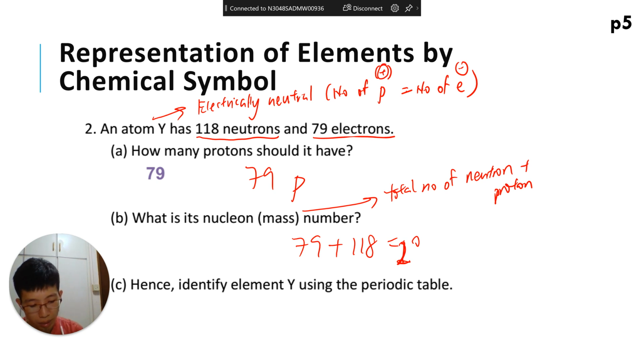No, it's not 200. So you just use a calculator. So always bring a calculator during your science exam. So 18 plus 79 will be 97. So it'll be 197.